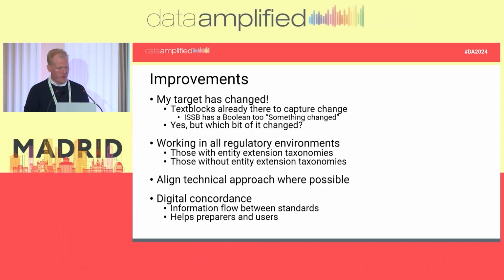So another improvement, which a lot of people have asked about, is digital concordance. So that's going to help information flow between standards and help preparers and users. That is something that would require new specifications and work, and so we'll watch this space. When we have news on that, we'll tell you. But that is how you use the fact there's actually quite a lot of technical alignment between these taxonomies to then let information flow between them.